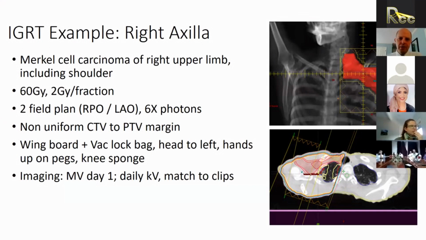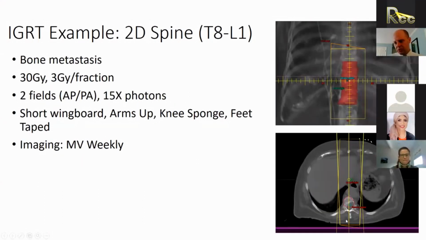All right, so just a couple of examples of some cases and the image guidance that was done for them. I just grabbed a few examples from our clinic. This is an example of a right axilla case, Merkel cell carcinoma of the right upper limb, including the shoulder, 60 gray, 2 gray per fraction. It's a 2-field plan, RPO, LAO, 6x photons, non-uniform CTV to PTV margin. The immobilization is a wing board plus a backlock bag, head to the left. Most of the week there was no imaging, but just weekly verification that it was being set up correctly.